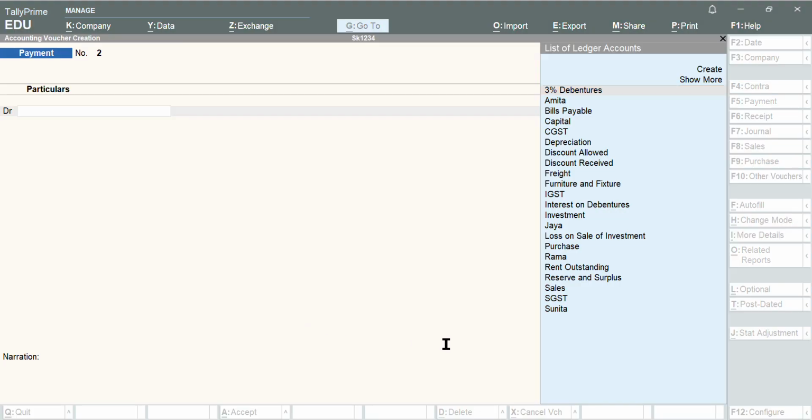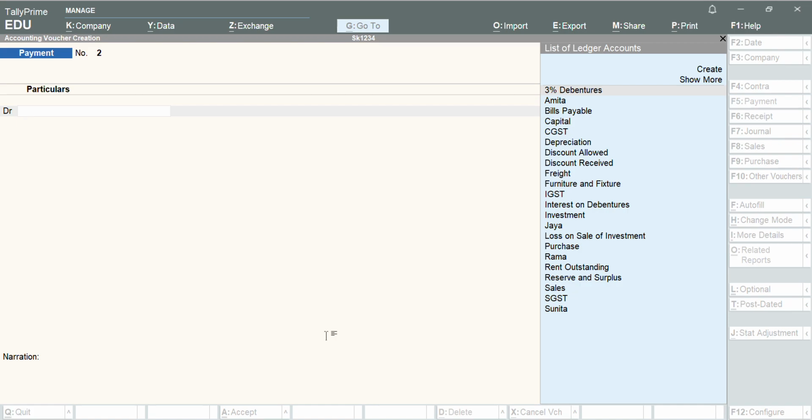Payment made to Rama in full settlement, 2,40,000. Payment made to Rama in full settlement, 2,40,000. So which voucher will be used? Since we are making payment, so for payment, payment voucher; for receipt, receipt voucher; for sales, sales voucher; for purchase, purchase voucher. It's as simple as this. But for sales and purchase return, you need to remember the debit and credit notes. For purchase return, debit note. For sales return, credit note.